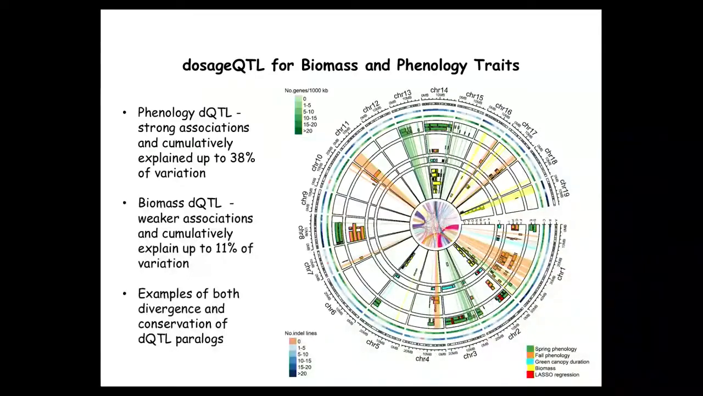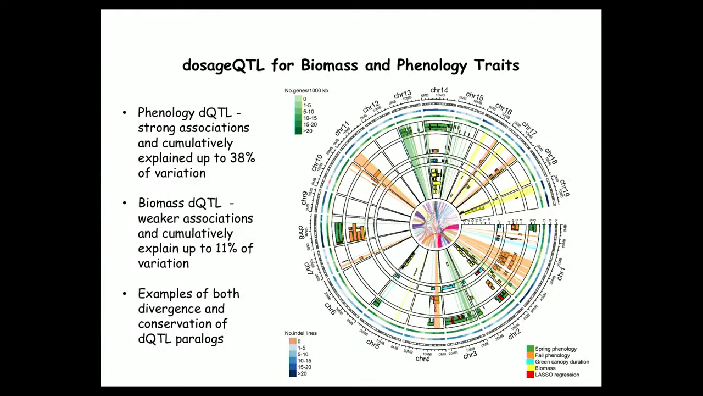So this is showing spring phenology and fall phenology on the outer rings of the circus plot, and the biomass output of individuals as mapped QTLs in this inner ring. Here on the outside, these are actually the genomic bins I just described, and the blue is showing you the relative coverage across those bins.